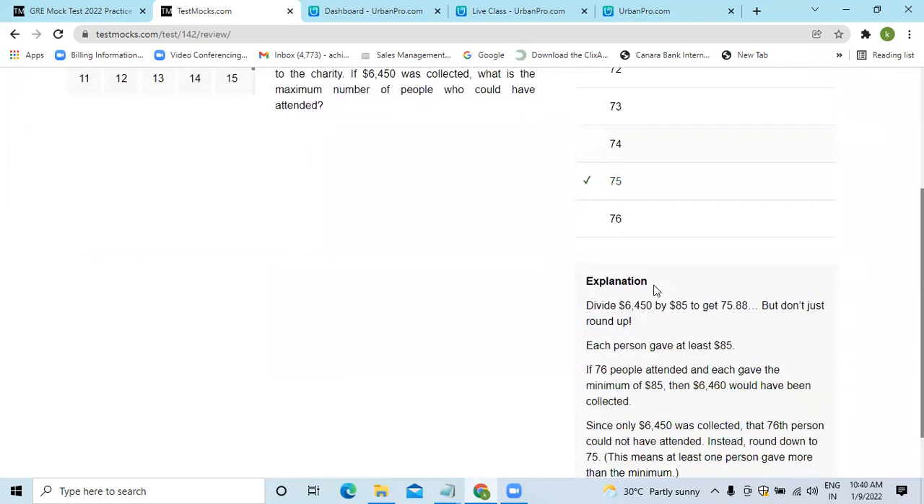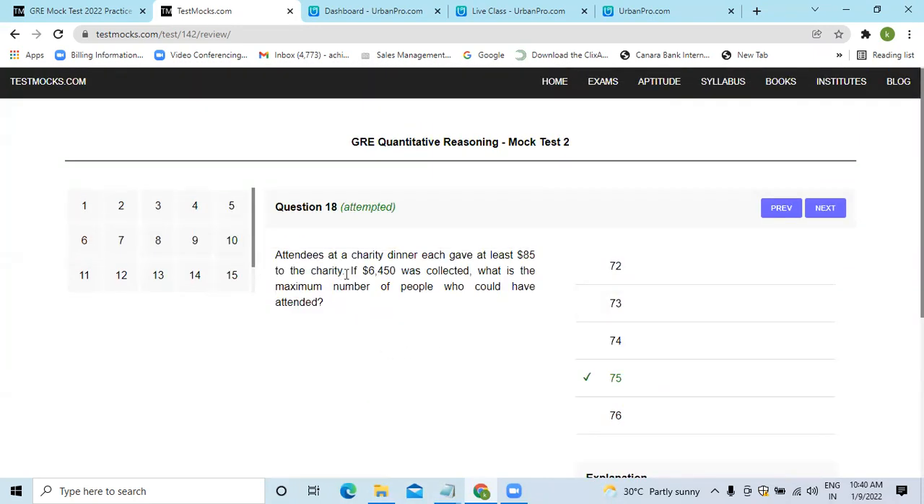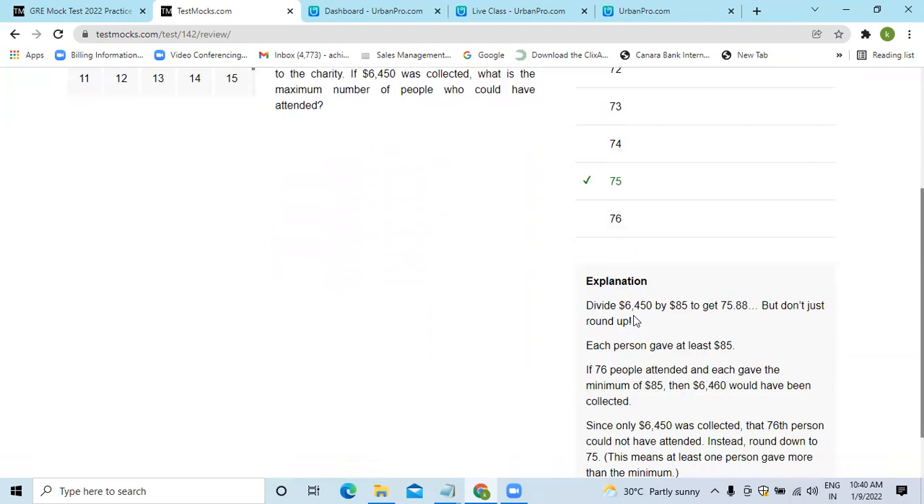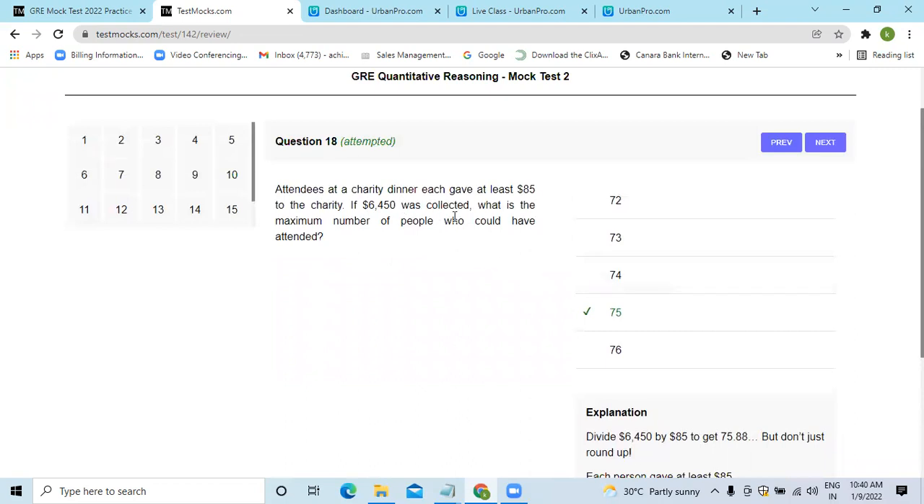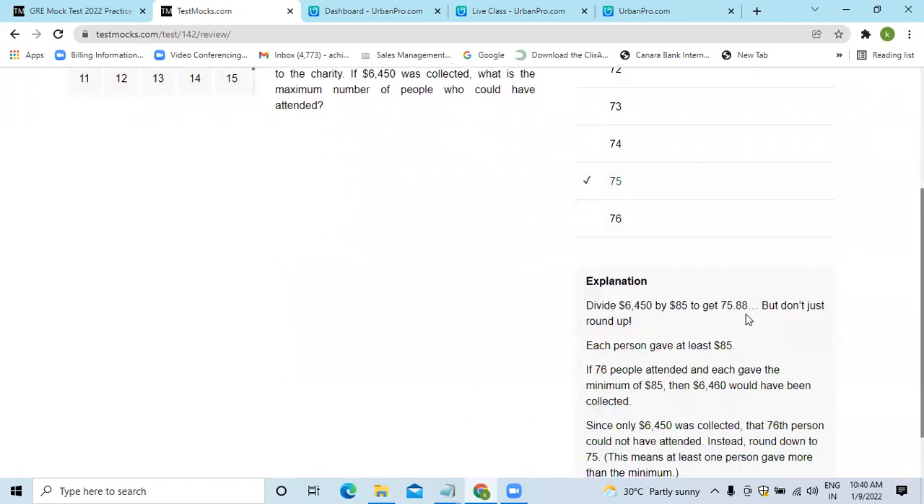So what did you do basically here is attendees in a charity dinner each gave at least 85 to the charity. If 6,450 was collected, what is the maximum number of people who could have attended the charity? So you have to divide the 6,450 by 85. Am I right? Yes, sir. So you get 75.88.